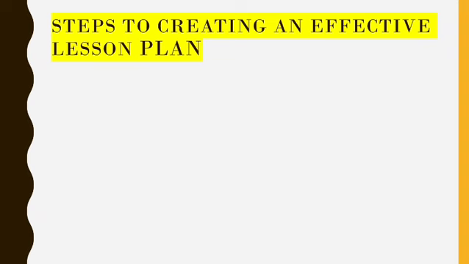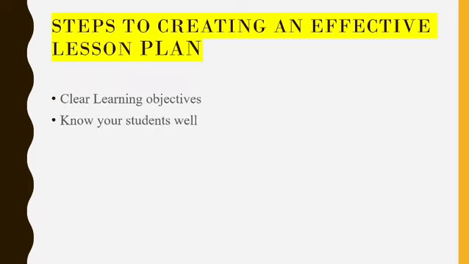Now let's see what are the steps involved in creating an effective lesson plan. The steps are: firstly, clear learning objective. You must have a clear learning objective. Decide, plan and identify what you want students to learn or to be able to know or do by the end of the lesson.